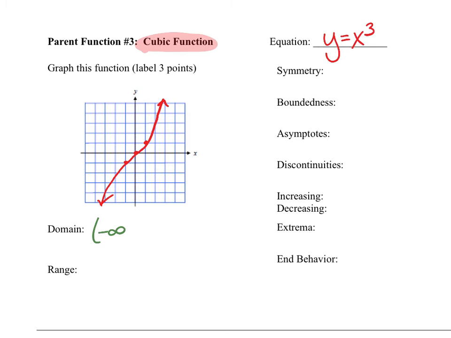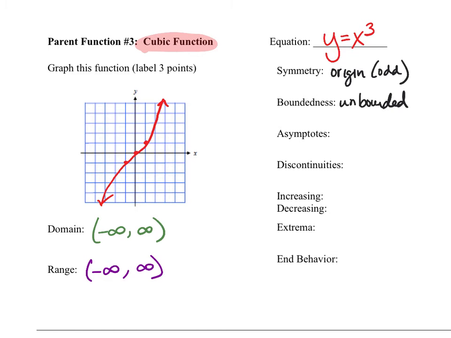Its domain is from negative infinity to infinity. Its range is also from negative infinity to infinity, since both those arrows go off in both directions. This is symmetrical about the origin, just like linear was, which means that it is odd. It is unbounded. It does not have any asymptotes or discontinuities. And it is actually increasing on its entire domain, which again throws people off. Remember, you're not following the arrows. You're reading the graph from the left to the right. As I'm going to the right, this entire cubic function increases.